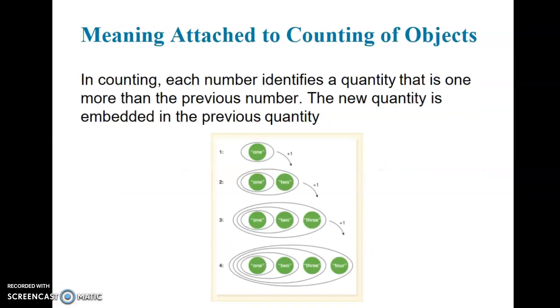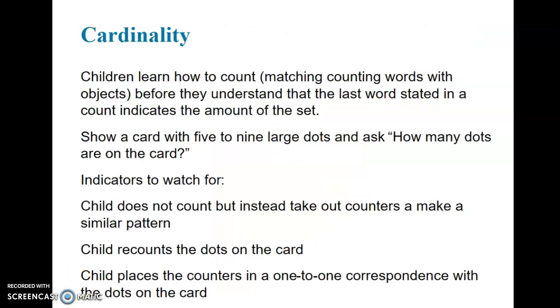This model shows that the new number always includes the numbers before it. Like 4 always includes 3, 2, and 1. 3 includes 2 and 1. 2 includes 1.